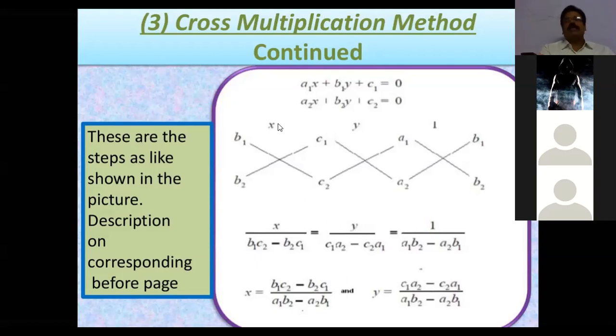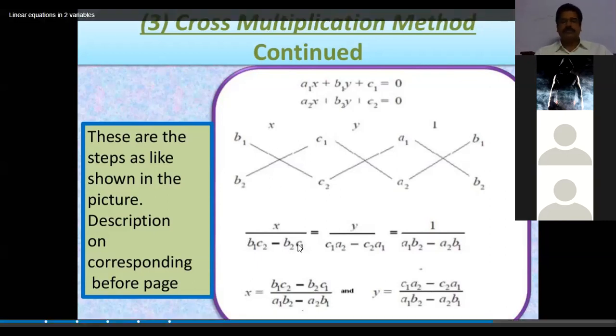So to remember this, these are the points you have to remember to get the formula for the cross multiplication method. Compulsory equal to 0. Don't forget. Okay, and next slide.